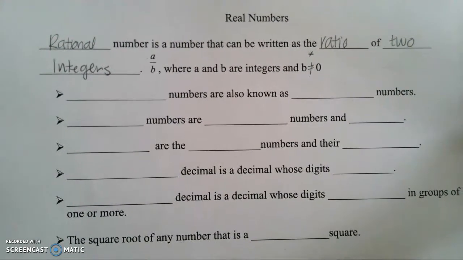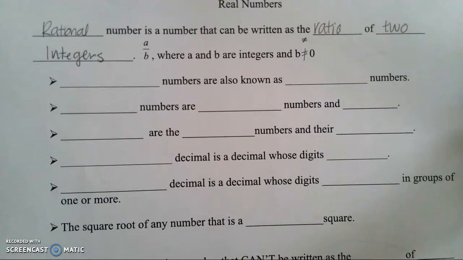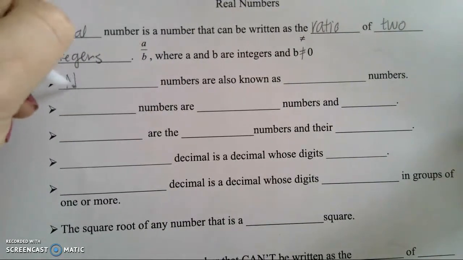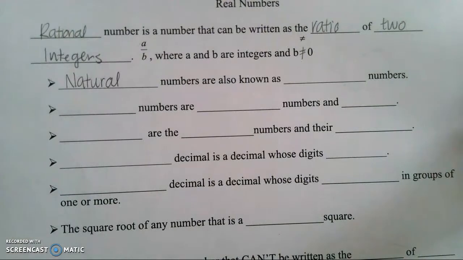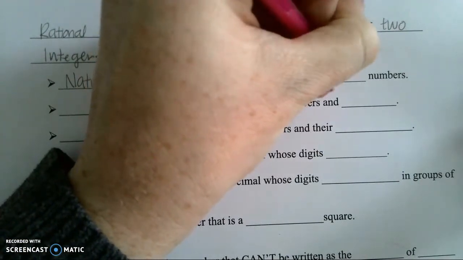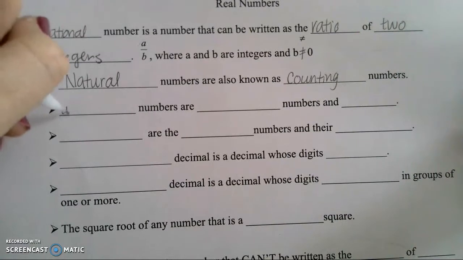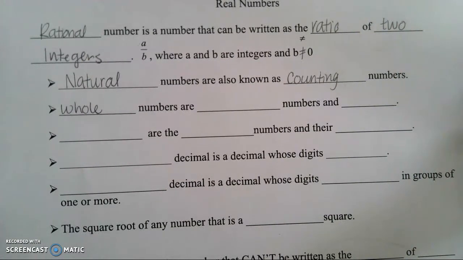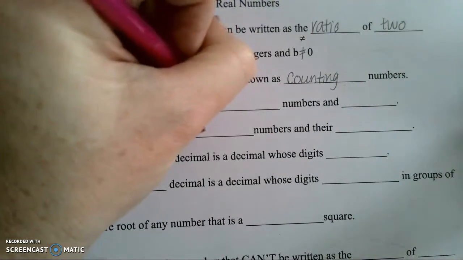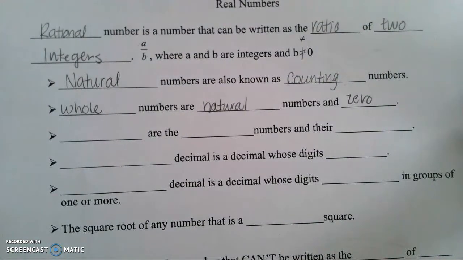Okay, so under rational numbers, there are different types of numbers that we will get into more detail about. The first one that we're going to talk about are natural numbers. Natural numbers are also known as counting numbers, like 1, 2, 3, 4, 5. Those are all natural numbers. Beneath that we have whole numbers, and whole numbers are natural numbers and 0. So 0, 1, 2, 3, 4, 5. Those are all examples of whole numbers.